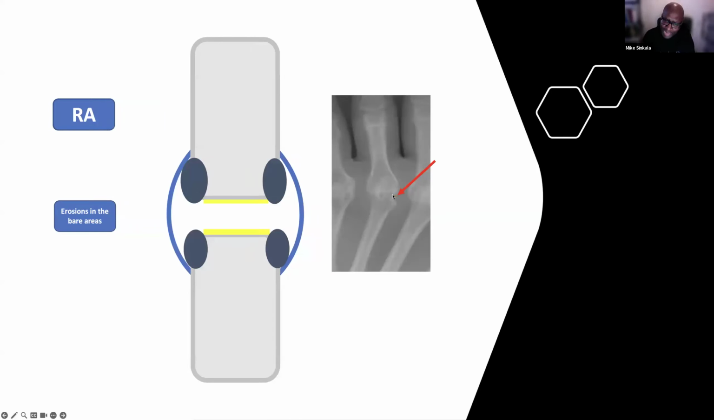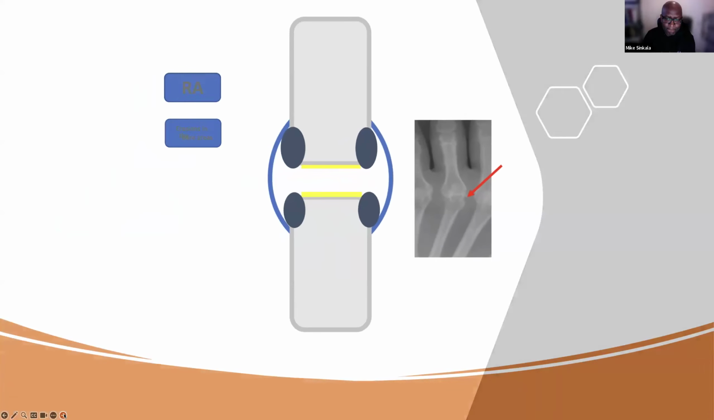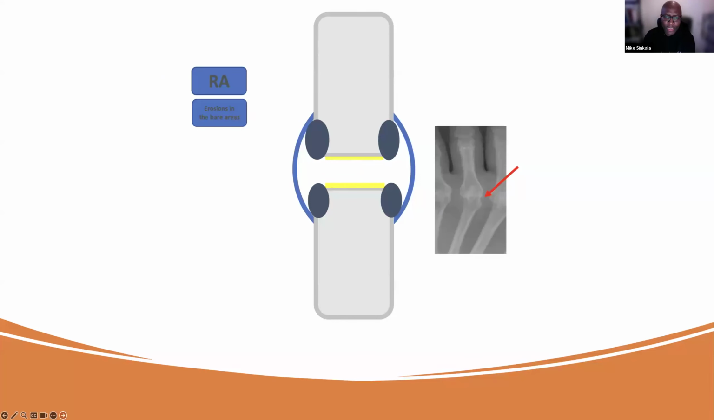Notice here that there is actually a bare area erosion here. This is not the articular surface, so when you do the DP, proper DPs, you are going to see those erosions. When you do the Brewerton's position, you are going to see those kind of erosions as well. This is as a result of pannus formation.